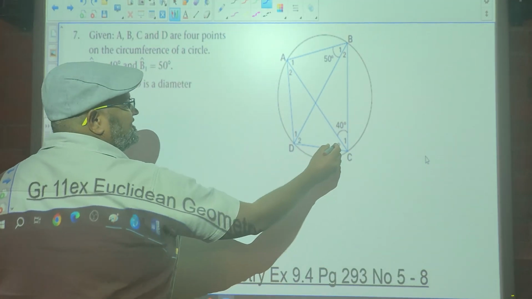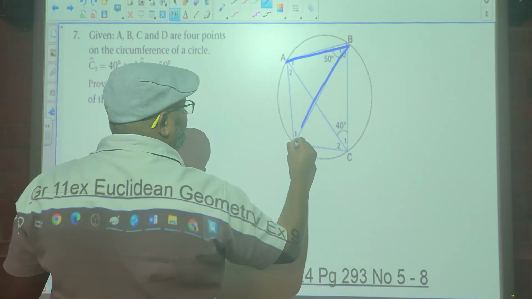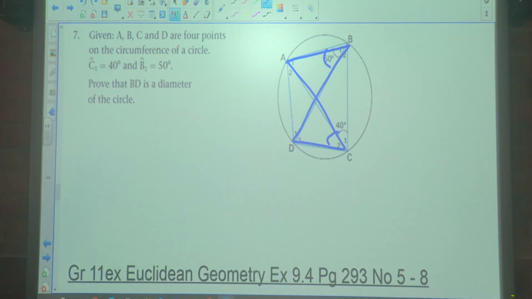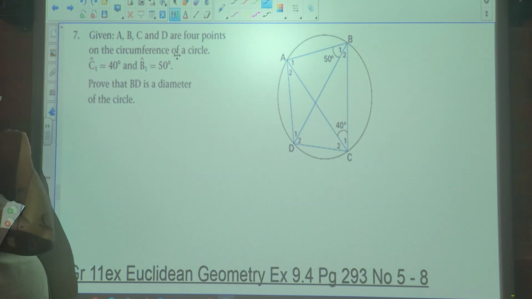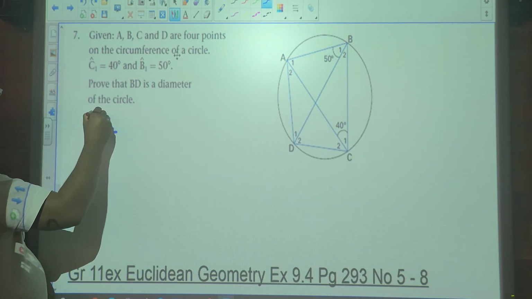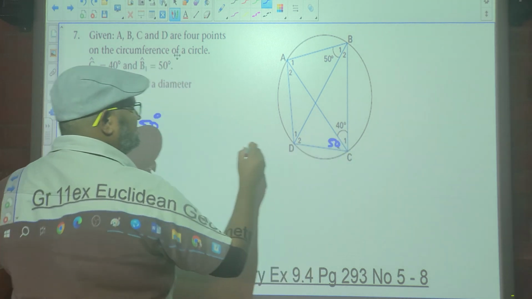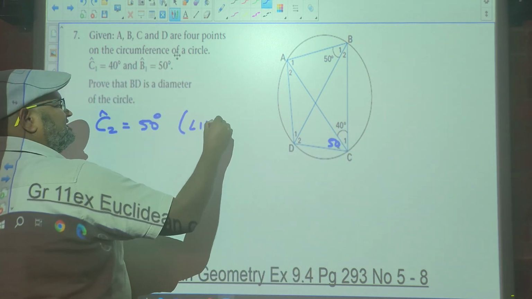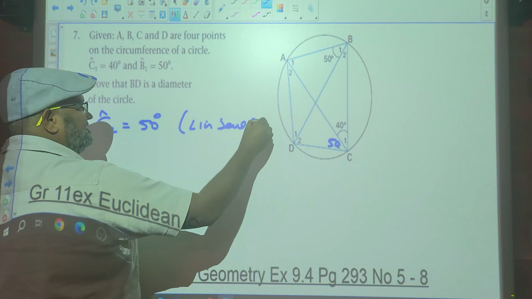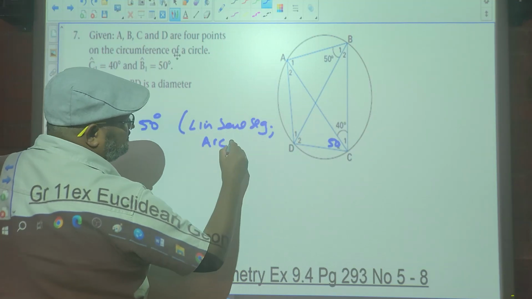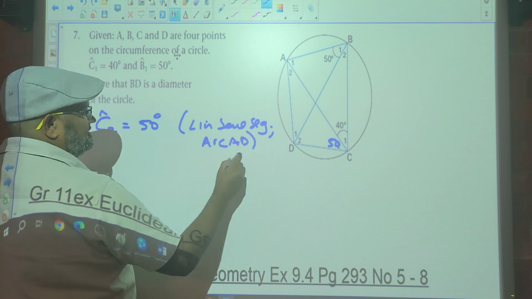So we know already that C2 is 50 degrees. Why is C2 50? Angles in the same segment. Now this is how we lay out our proof, okay? I'll go slowly through it now. So we say C2 is equal to 50 degrees, angles in the same segment, and it's coming from arc. You don't have to write this story here, no? This part.